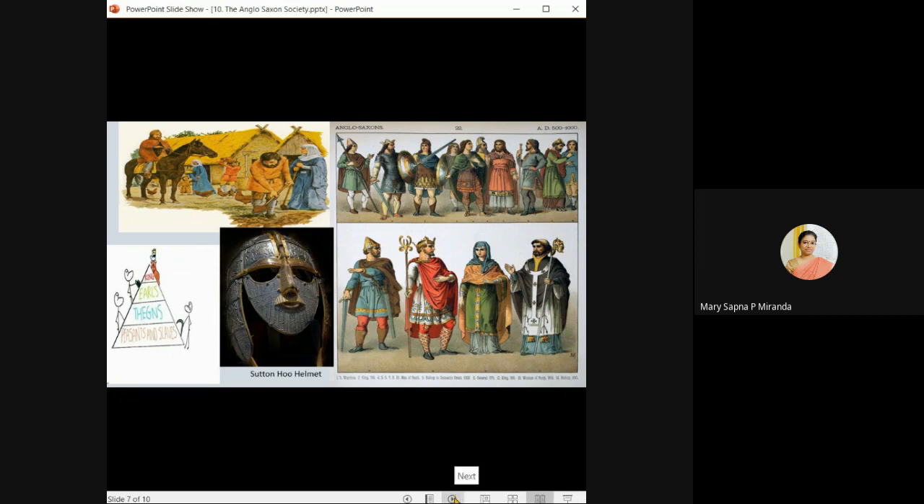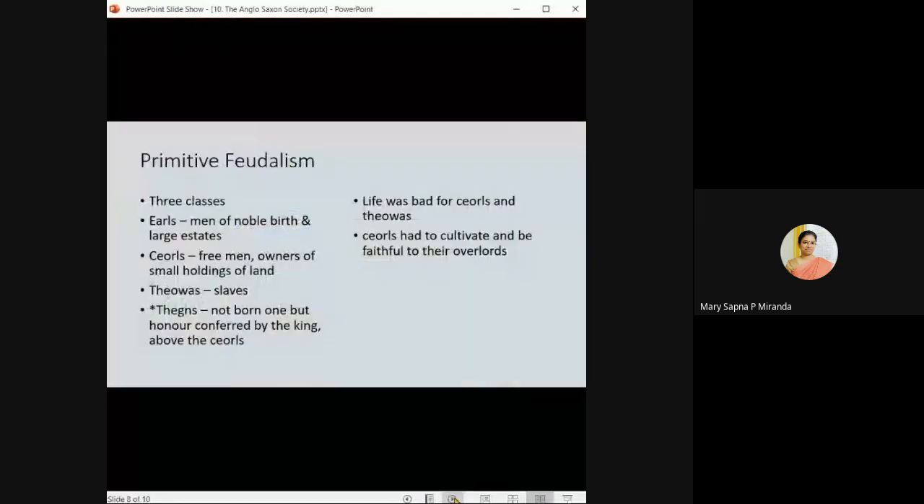Now, what about primitive feudalism? Society was more or less divided into three main classes. You have the earls, men of noble birth and large estates, and among these earls, the most powerful one from the most powerful family would be the king. So right on top, you have this class called the earls, and under them, you had this group called churls. See the spelling? It's pronounced churls.